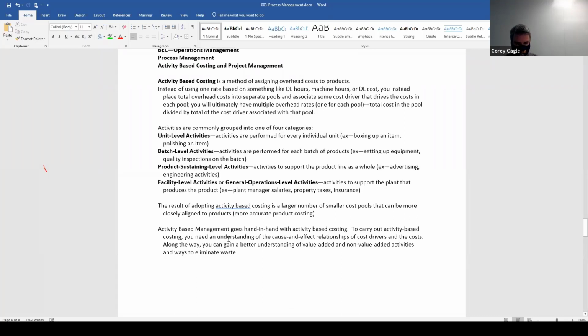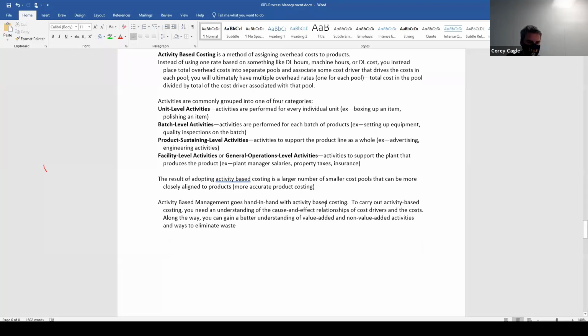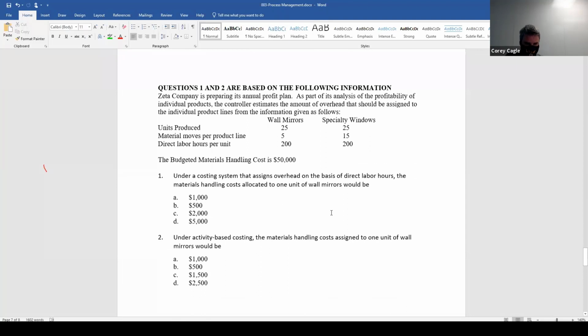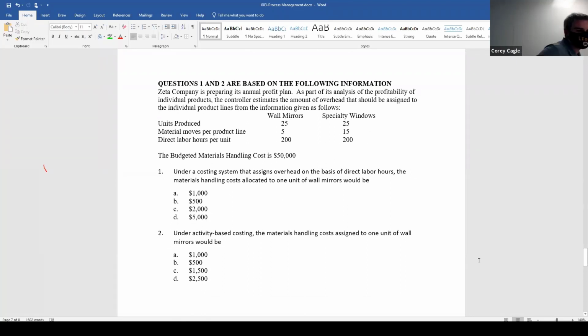And then they talk about activity-based management, which kind of goes hand in hand with the activity-based costing. You're doing all this analysis of cost drivers, cause and effect, and you're really getting a whole lot more new information, right? And with that new understanding comes a better understanding of, hey, that's not really a value-added activity there, all that materials handling. Let's try to cut some of that and so eliminate waste. Activity-based management, the term that could show up, I guess. But activity-based costing itself, quite easy.